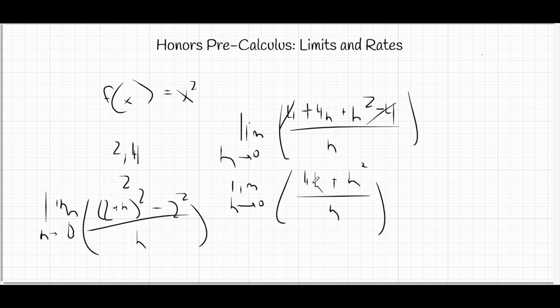There's always an h in the numerator, so we can cancel it off with the denominator. So we get limit as h approaches 0 of 4h divided by h is just 4. h squared divided by h is just h. Finally, we can plug in h is equal to 0 because when we plug that in, we get 4 plus 0, which is 4. And that would be the instantaneous rate of change at x equals 2 for this function.